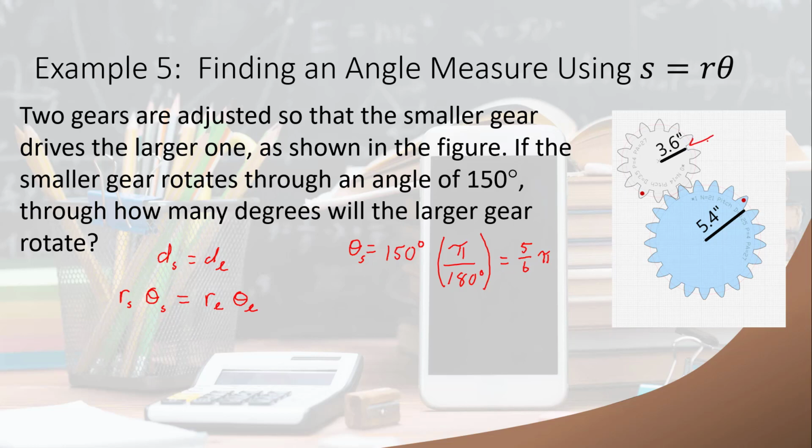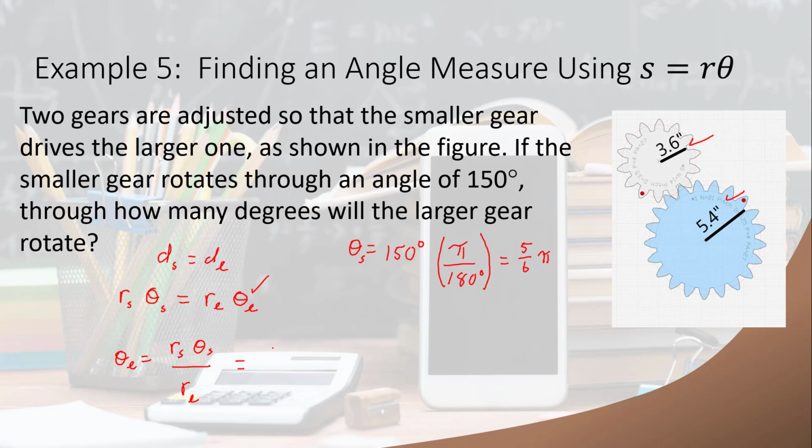Okay, we know the radius of the smaller gear, we know the radius of the larger gear. The only thing we don't know, and what we're trying to find, is the angle that the large gear moves. So we can solve for the angle of the larger gear, and that will give us that theta L is equal to RS theta S over RL. And we can go ahead and substitute.